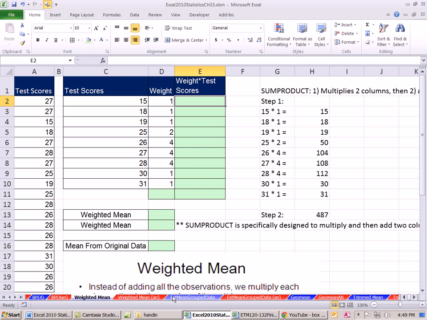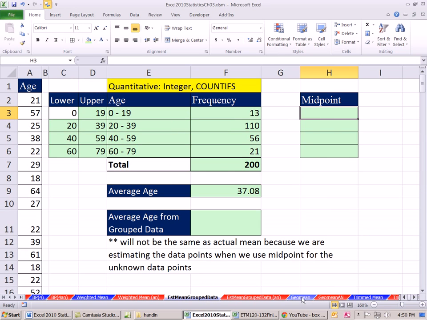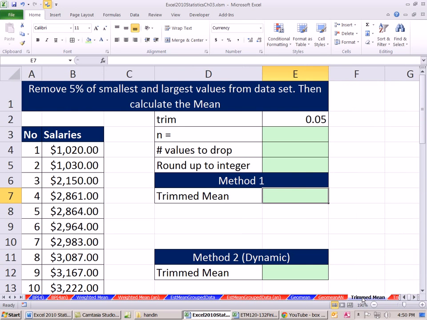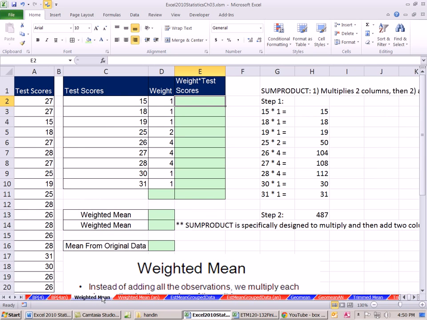In this video, we got to talk about weighted mean, mean from group data, geometric mean, and trimmed mean. Now, weighted mean. Sometimes you have all of the data points, and sometimes you don't.